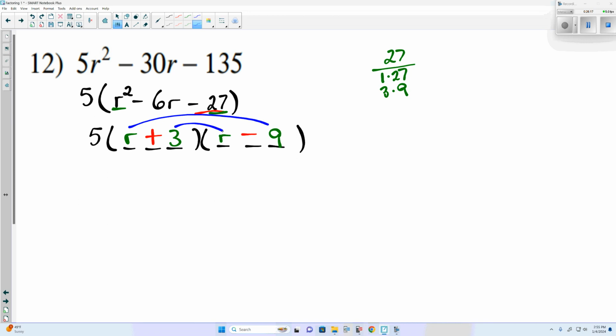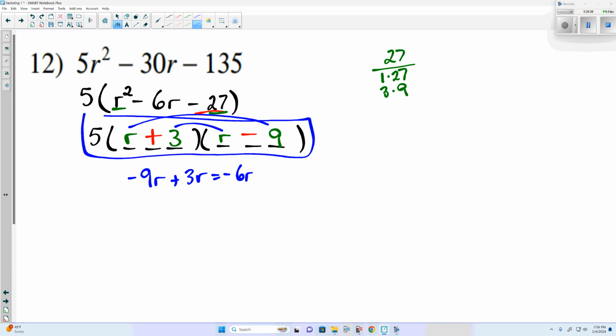And the last thing we can do is check. R times negative 9 is negative 9r. 3 times r is going to be positive 3r, plus 3r. And negative 9r plus 3r is negative 6r. Since that's the middle term we wanted, this right here is the correct answer.